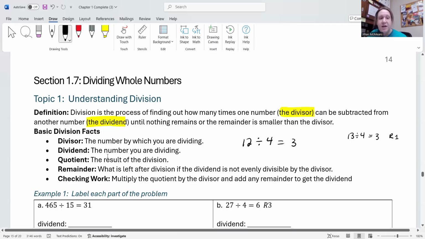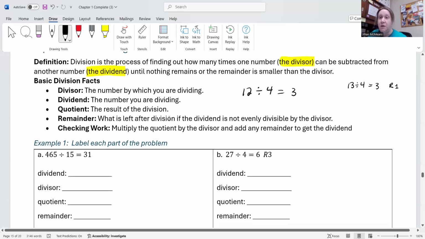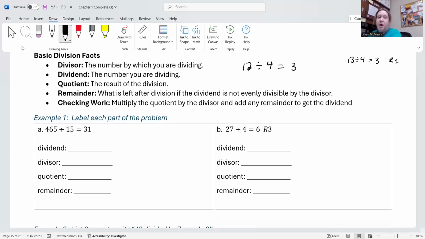For example 1, it just says label each part of the problem. For part A, we have 465 divided by 15 equals 31. That means we're taking 465 and we want 15 equal size groups out of that. What is the size of the group? Well, the size of the group is 31. So in this case, the dividend is the number that's being divided and broken into equal size groups. The dividend here would be 465.